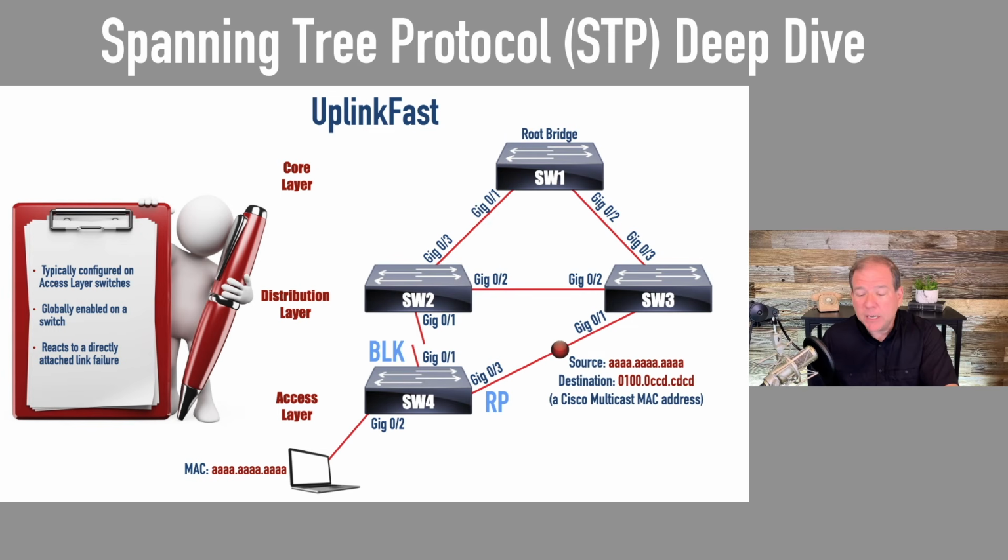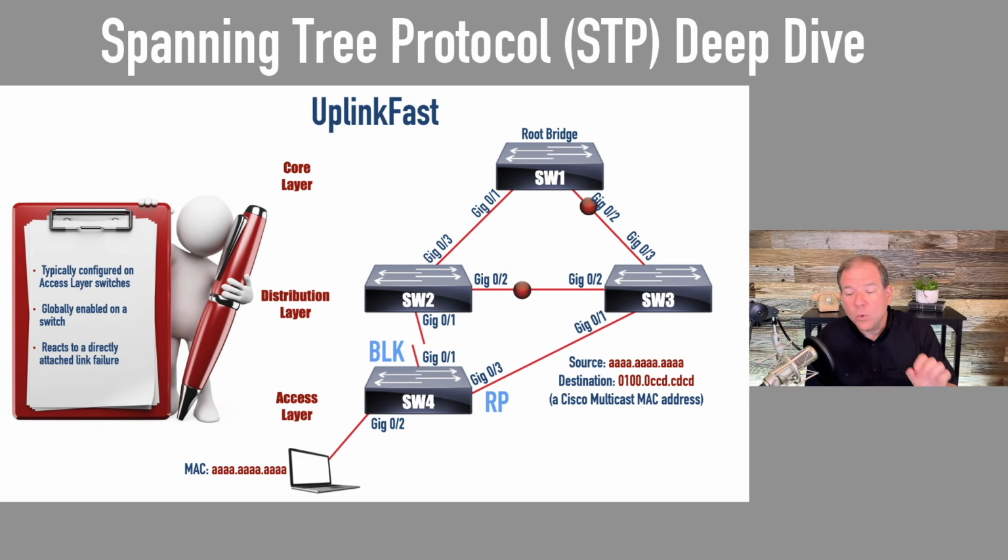So I'm going to send out, for example, a multicast frame. The source address is the all A's MAC address. That's my laptop. But notice the destination, 0100.0CCD.CDCD. That's a multicast MAC address that Cisco owns. That's the Cisco vendor code, and all switches belong to that multicast group. So when switch 3 gets that, it's going to send it out to all the other switches.